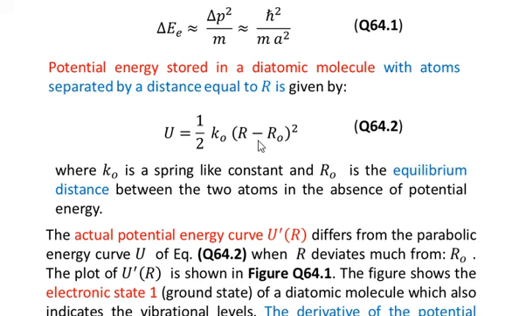And the potential energy will increase if R is increased on either side of R naught. That is, R is increasing to the right or decreasing to the left. In both cases, the potential energy will increase because it depends upon the square of the distance R minus R naught.